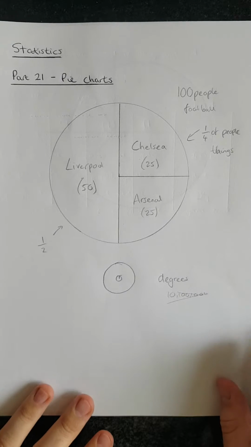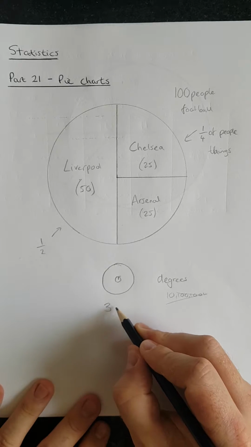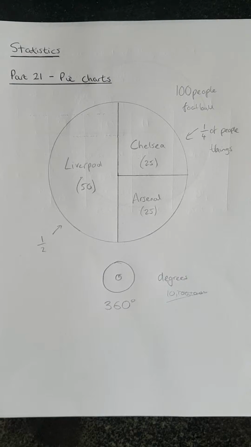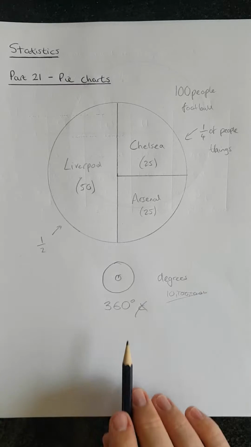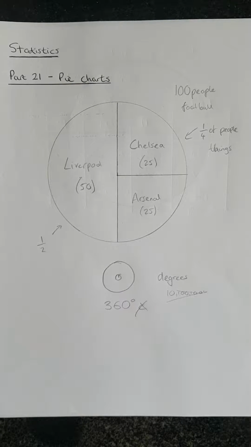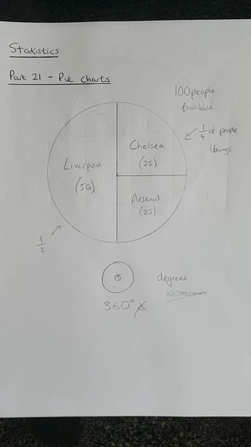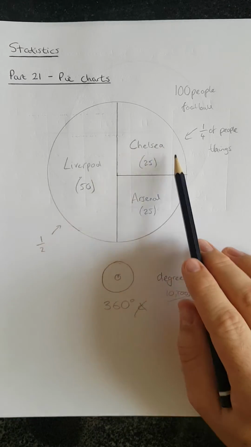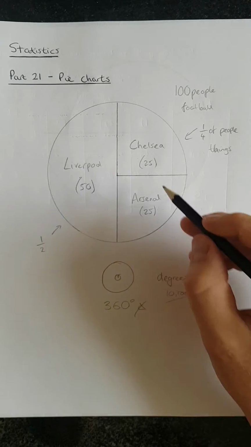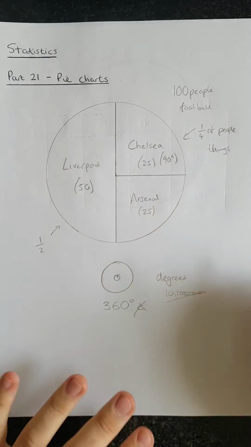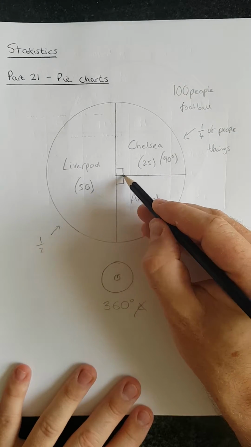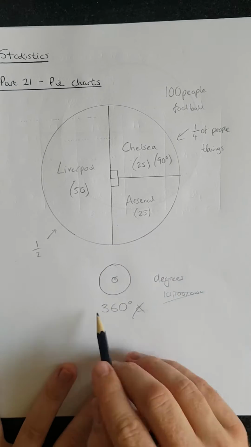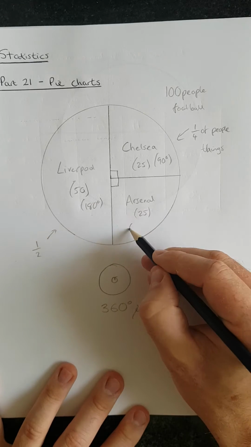The measurements we use come from Babylonian times, and we divide a circle into 360 degrees. Not degrees Celsius, degrees of turn. So, let's look at this pie chart up here and work out the degree for each section. Now, you already saw this was 1/4, so 1/4 of 360 would be 90 degrees, which we'd represent with a right angle. The Arsenal section is the same, and the Liverpool section, 1/2 of a circle, would be 180 degrees.